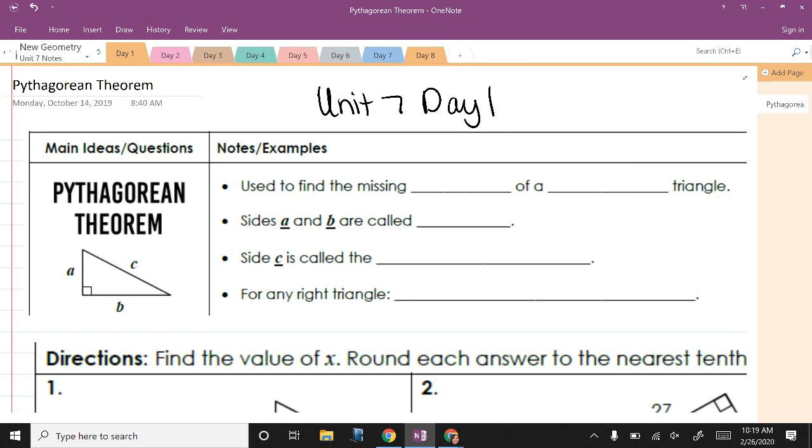So the Pythagorean theorem is used to find the missing sides of a right triangle. It has to be a right triangle or the Pythagorean theorem is not working. All right? It has to be a right triangle, so we need to look for that little right angle box in a triangle before we can use the Pythagorean theorem.